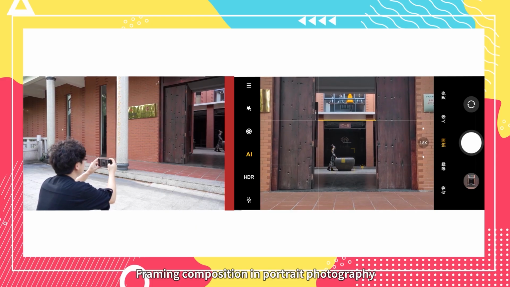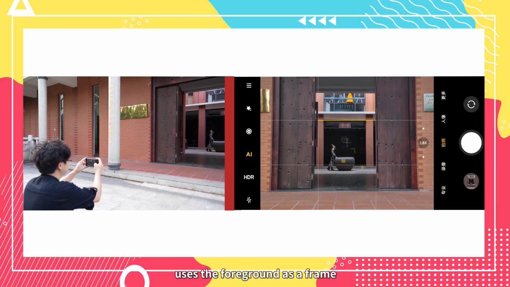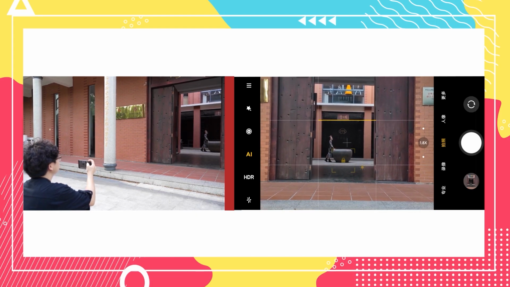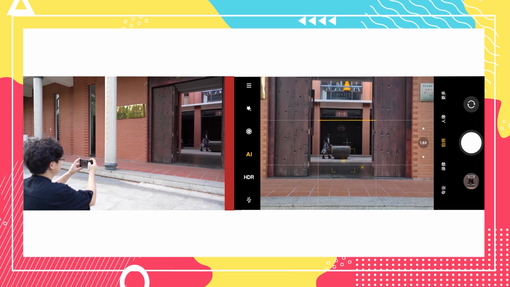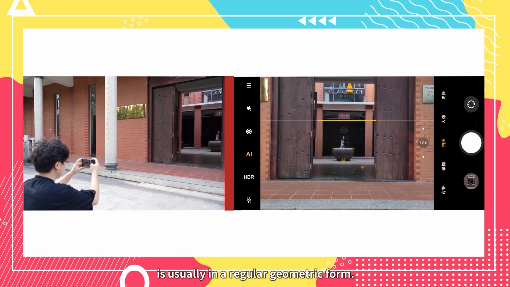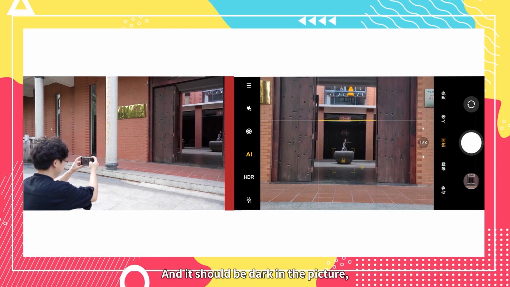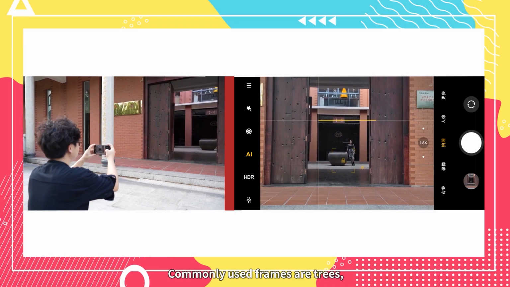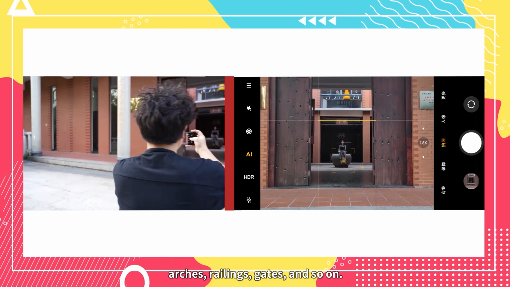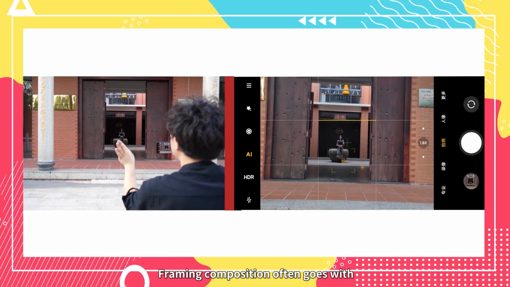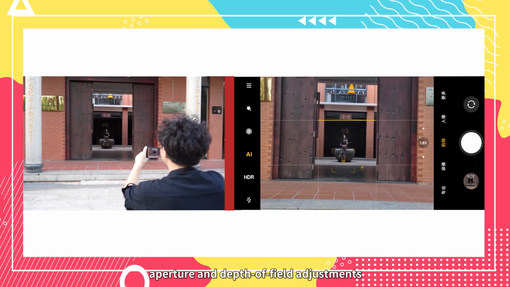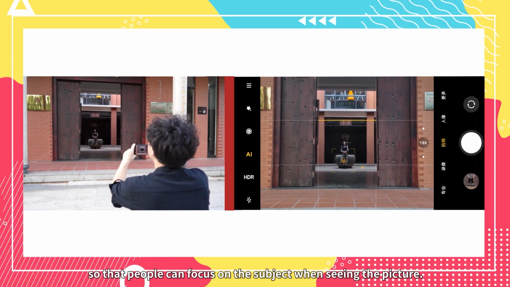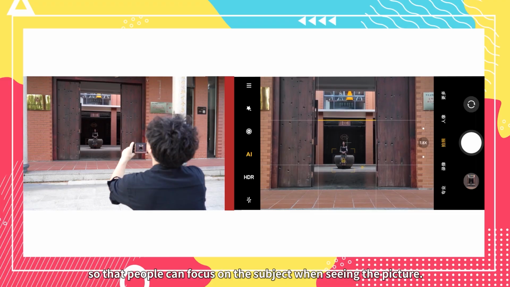Framing composition in portrait photography uses the foreground as a frame to create a sense of space in the picture and increase spatial levels. The frame also serves as an ornament. The frame is usually in a regular geometric form, and it should be dark in the picture, or it would influence the subject. Commonly used frames are trees, arches, railings, gates, and so on. Framing composition often goes with aperture and depth of field adjustments that can blur the scene around the subject, so that people can focus on the subject when seeing the picture.